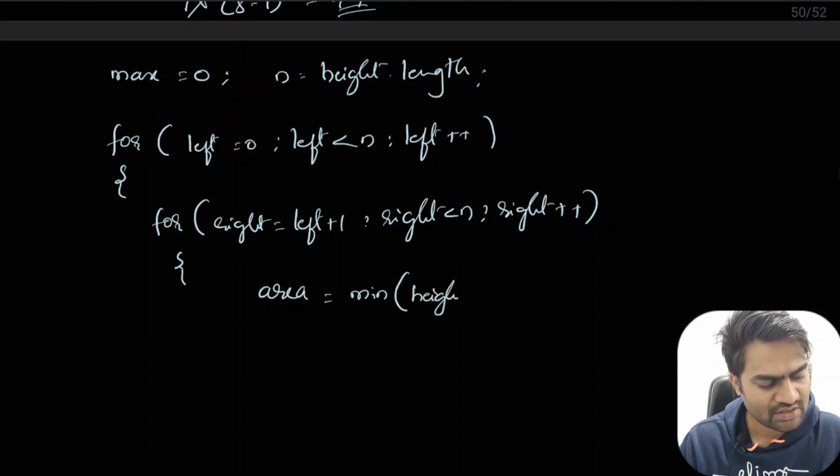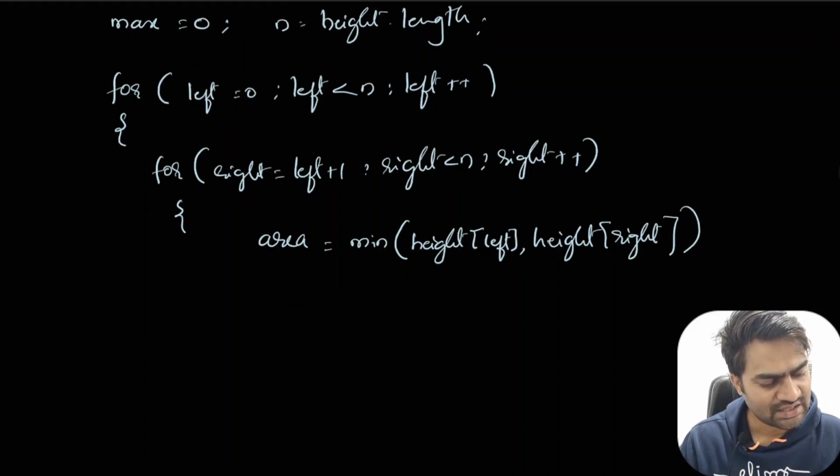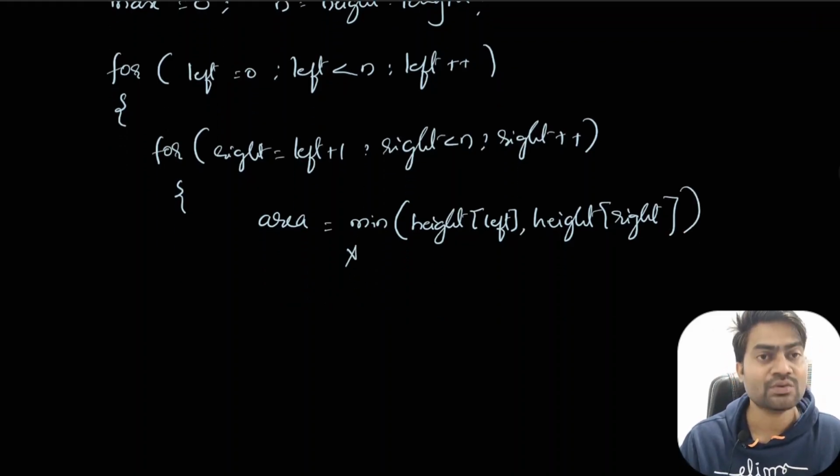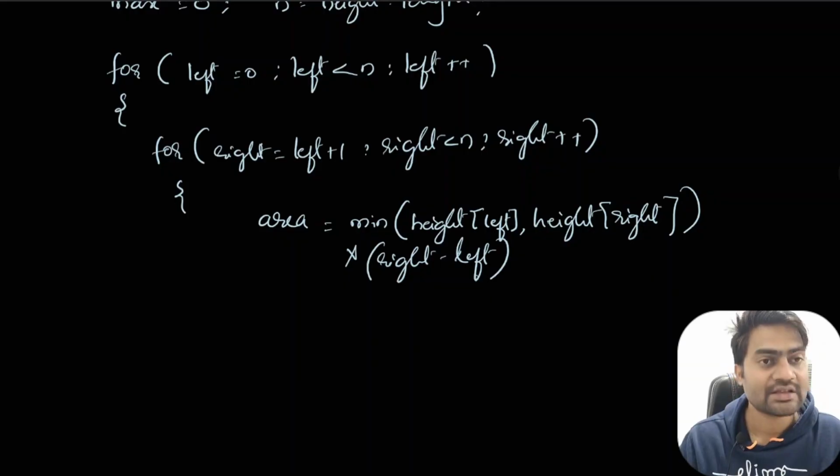Okay, so now I will take a variable area, then I will say min of height of left comma height of right. Okay, this will give us the minimum value. Then I will multiply it by right minus left, correct? This gives us the distance between both the lines. Then we get the area from this.